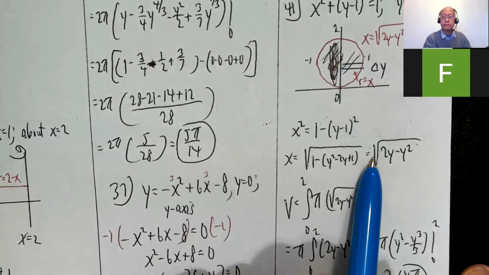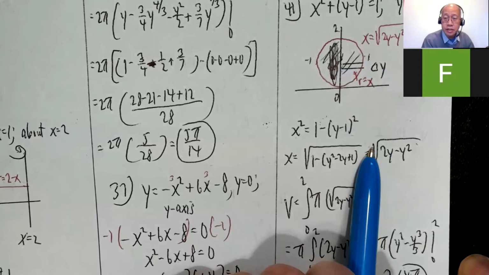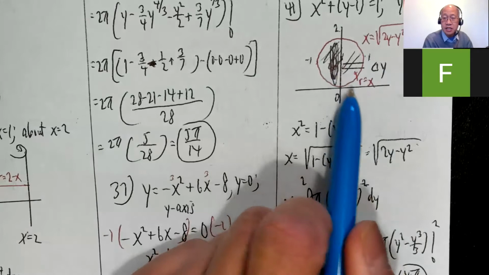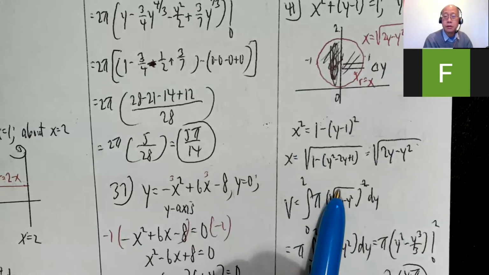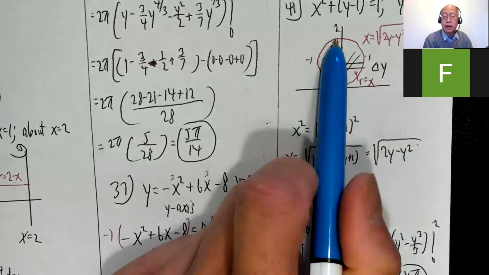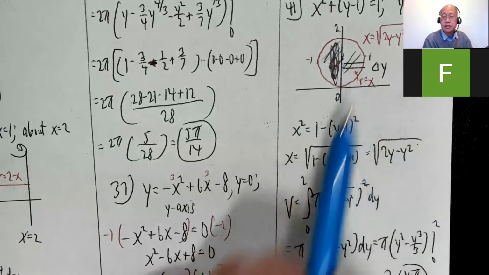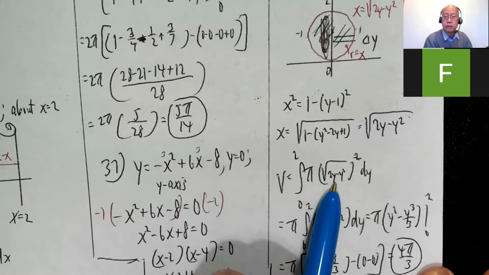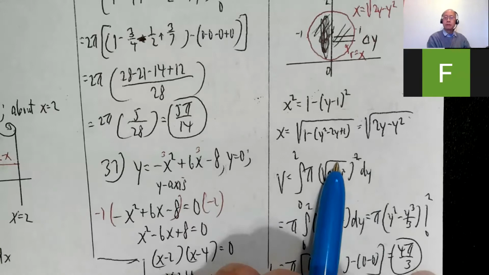So I decided to do this one by the disk method. The disk method is you're just integrating pi r squared. And what is the radius in this case? The radius is just x. So I'm integrating as y goes from 0 to 2. I don't go negative 1 to 1. That's if I was integrating with respect to x. Since I'm integrating with respect to y, I'm going from 0 to 2. So it's pi radius x squared dy. So it's radical 2y minus y squared, squared, dy. And I like that because what happens when you have a square root squared? I'll just take off the square root.